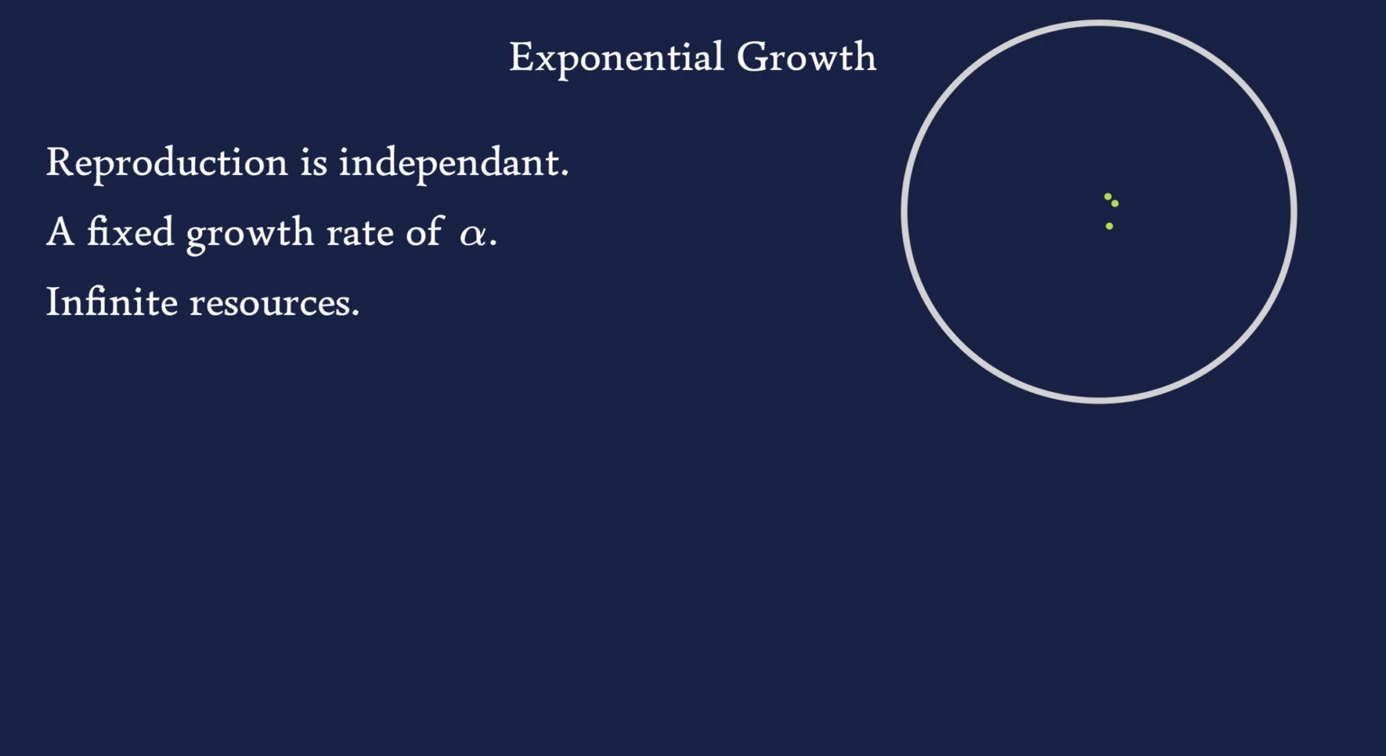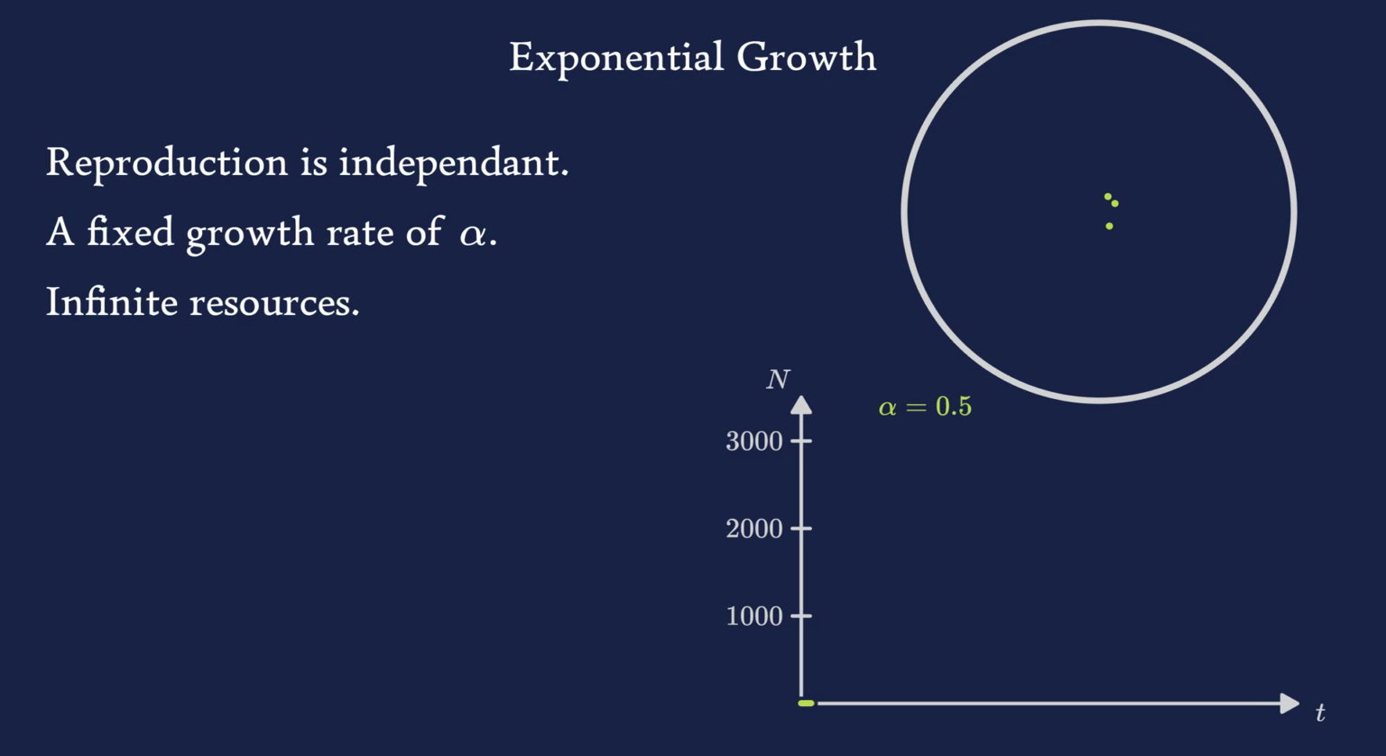We can now ask how the bacteria will grow under these assumptions. As the individuals reproduce independently of each other, there's a certain number alpha that describes how many offspring a bacterium produces per unit of time. We can simulate it with, say, a growth rate of 0.5 bacteria per second. That means each bacterium produces an offspring on average after 2 seconds. We get something like this.